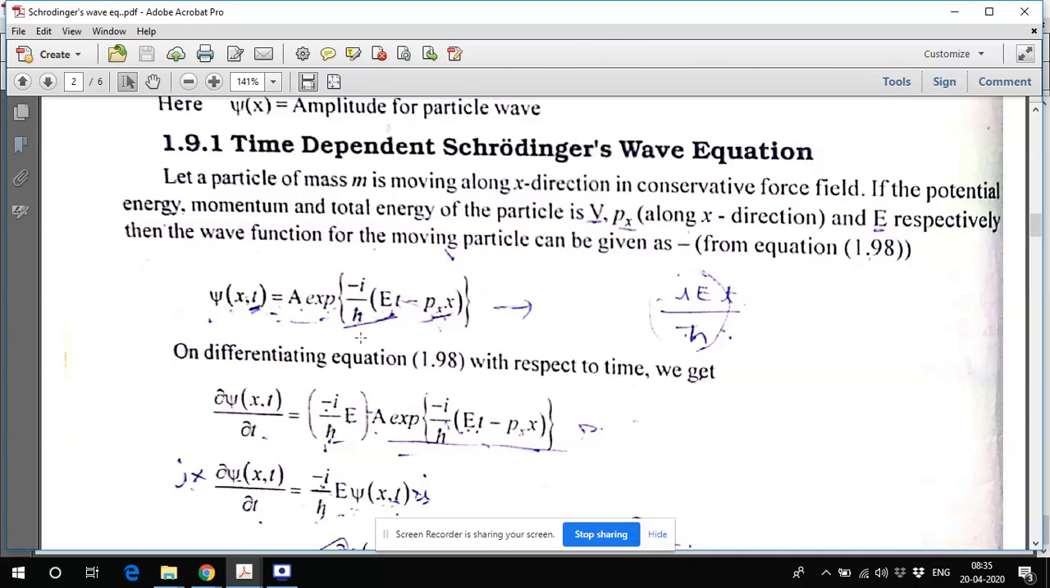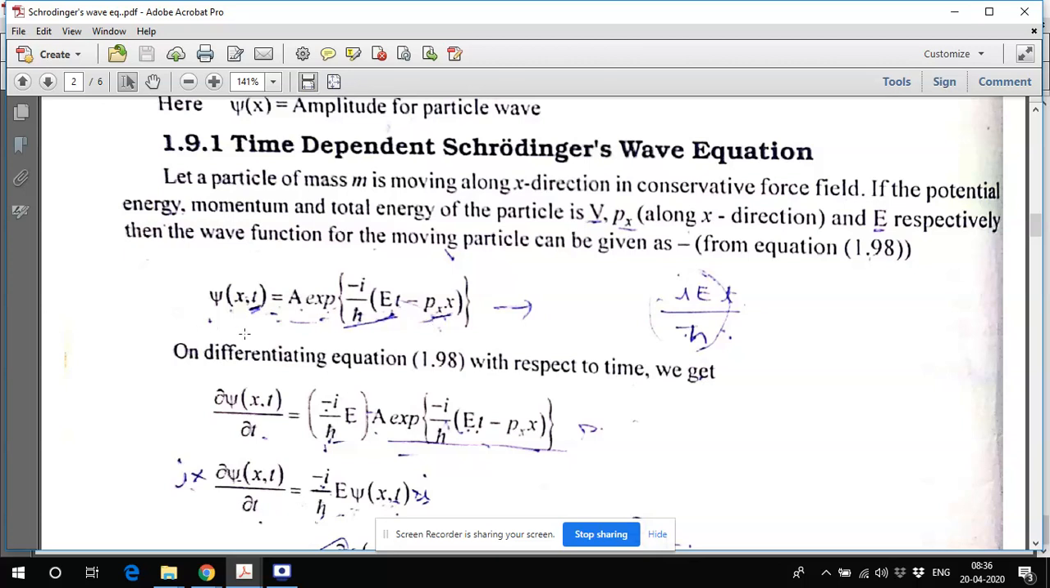Very common. As I told you, you are familiar with this kind of equation from diffraction and interference, where you represent y equals A sin(omega t minus kx). This is a similar equation to what we know for any wave. This particular equation is only for x. You can write x, y, and z, and then it will be for three dimensions, but I am taking only the one-dimensional pattern. E is the energy, and p_x is the momentum in the x direction.